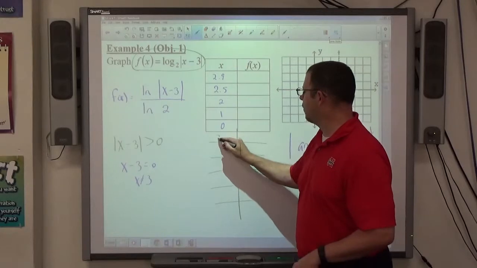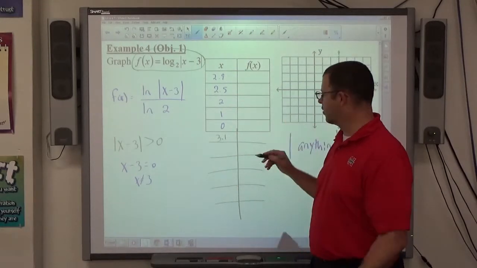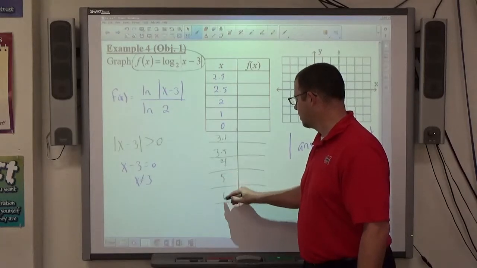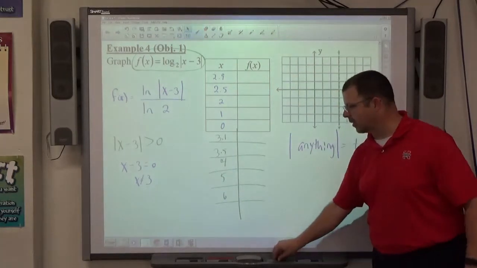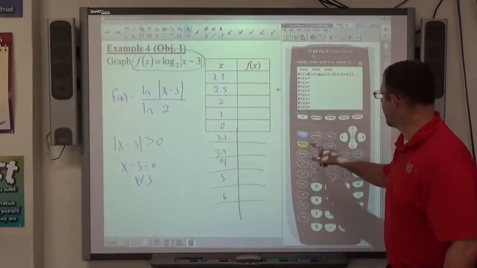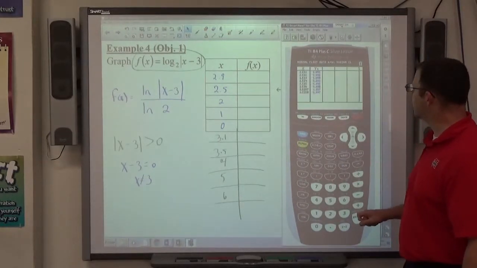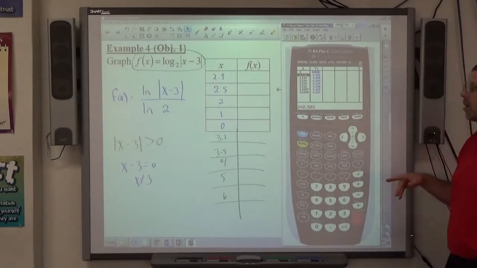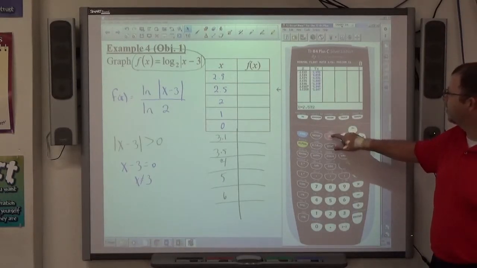Okay, so 3.1 is as close as 2.9 is just on the other side. 3.5, 4, 5, and 6. Obviously, I can't pick 3 because if I pick 3, it'll say error. To verify that fact, if I come over here and type in 3, it says error. Because, again, the log of 0 is undefined. It's not possible to do that.